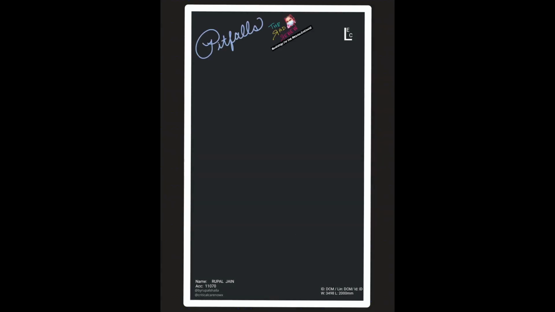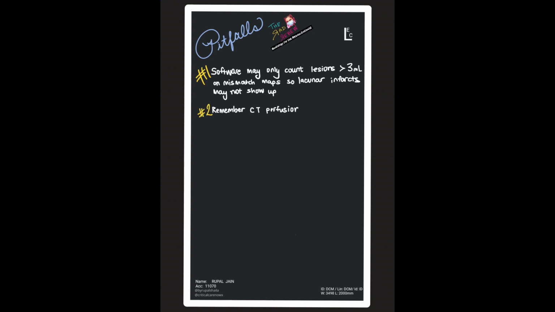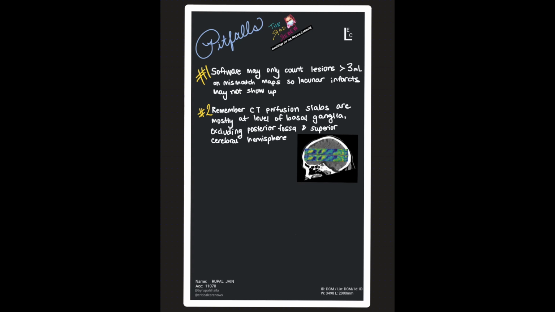For this episode, instead of wrapping up with RAD review pearls, we're going to wrap up with RAD review pitfalls. Pitfall number 1, software may only count lesions greater than 3 milliliters on mismatch maps, so lacunar infarcts may not show up. Pitfall number 2, remember that CT perfusion slabs are mostly at the level of the basal ganglia and therefore are going to exclude strokes in areas of the posterior fossa and superior cerebral hemisphere.